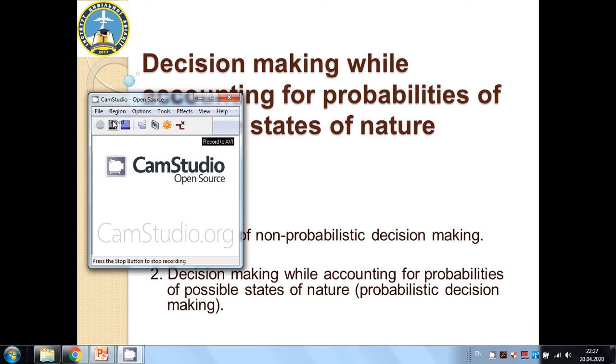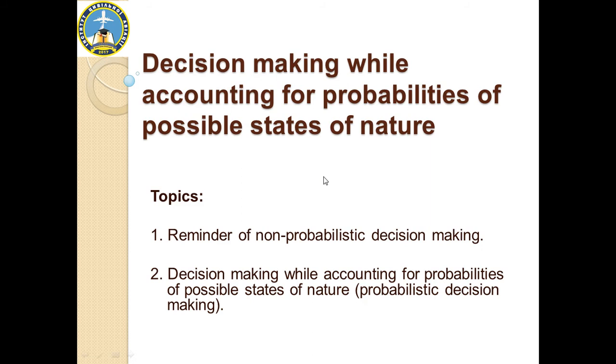Hi everyone. In this lecture on elements of games theory, we consider decision-making procedures while accounting for probabilities of possible states of nature. But first, I'll remind you of some non-probabilistic decision-making procedures. And second, we'll consider decision-making while accounting for probabilities of possible states of nature. We call it probabilistic decision-making.